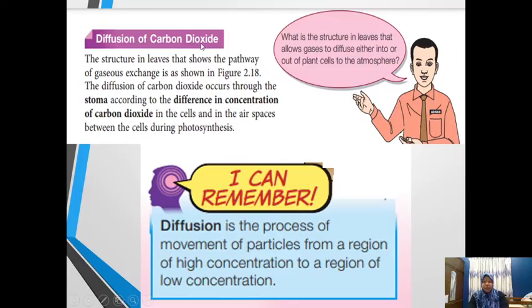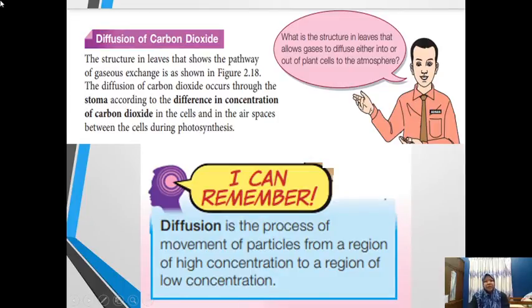So diffusion of carbon dioxide. So the structures in the leaf show the pathway of gases exchange. Okay, so diffusion of carbon dioxide occurs through the stoma, according to the difference in concentration of carbon dioxide in the cells and in the spaces between the cells during photosynthesis. So apa yang dijelaskan di sini adalah, resapan gas karbon dioksida ni berlaku melalui satu liang yang kita namakan stoma. Kita dah belajar dah sebelum ni, stoma tu di mana.